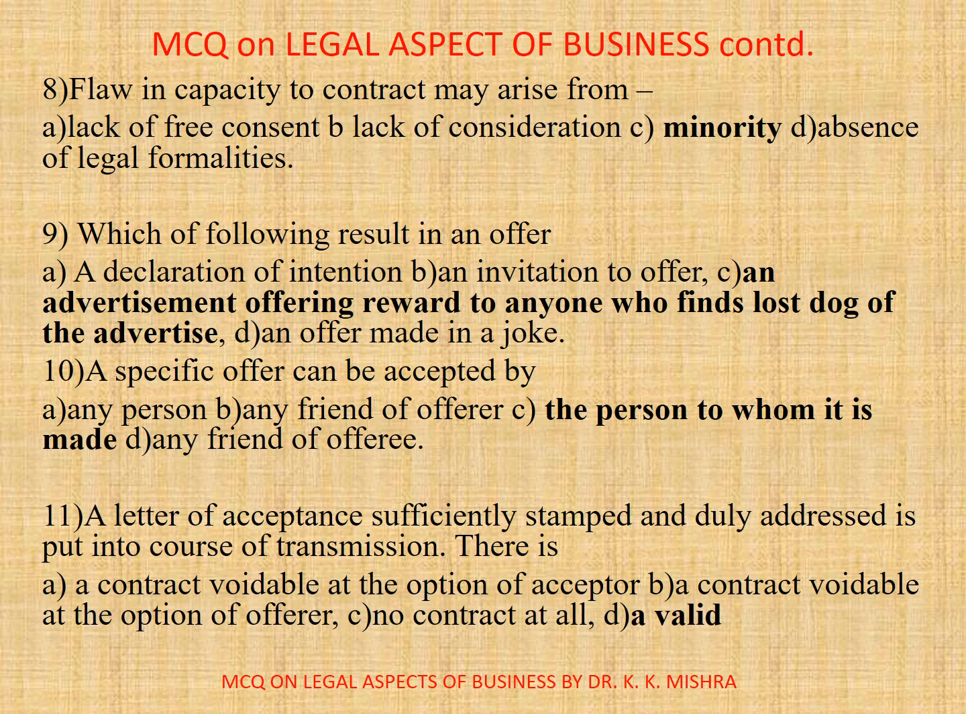Question number 8. Flaw in capacity to contract may arise from, options are A, lack of free consent, B, lack of consideration, C, minority, D, absence of legal formalities. Correct option is C, minority.